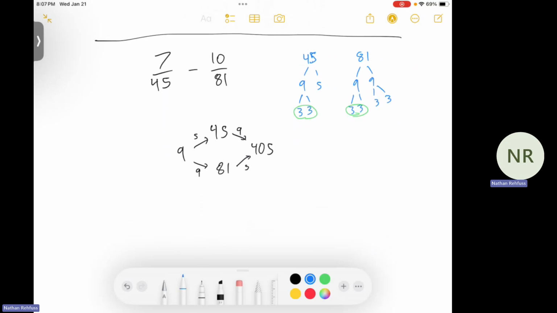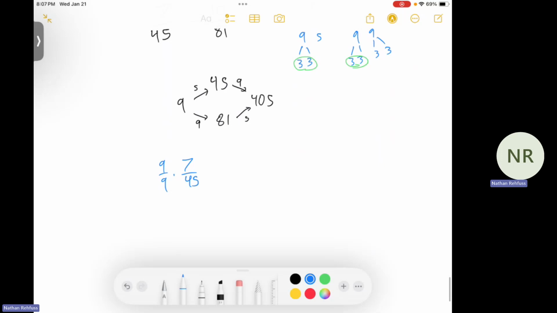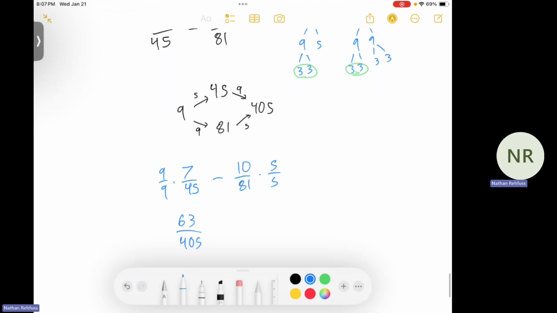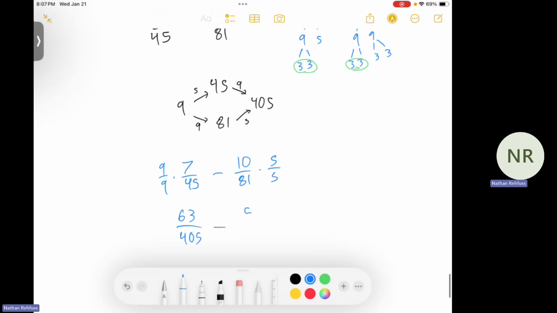To make the 45ths, I'll do 7 over 45 times 9 over 9, which makes 63 over 405. To make the 81sts, I'll do 10 over 81 times 5 over 5, which makes 50 over 405. Now both pizzas are cut into 405 parts. 63 parts minus 50 parts is 13 parts. And that's the end of the problem.